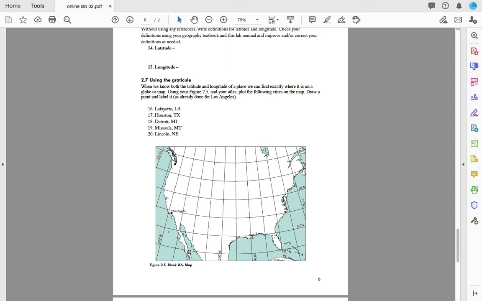Same thing with longitude. Not every single line is going to be labeled here, but it should be pretty easy to figure out. And then wherever the latitude and longitude of this city places it on here, you're just going to put a little dot, mark a point there and label it. Either write just 16 or Lafayette, or whatever you want to do. Okay, so we're just going to see if you can plot stuff on the map itself.